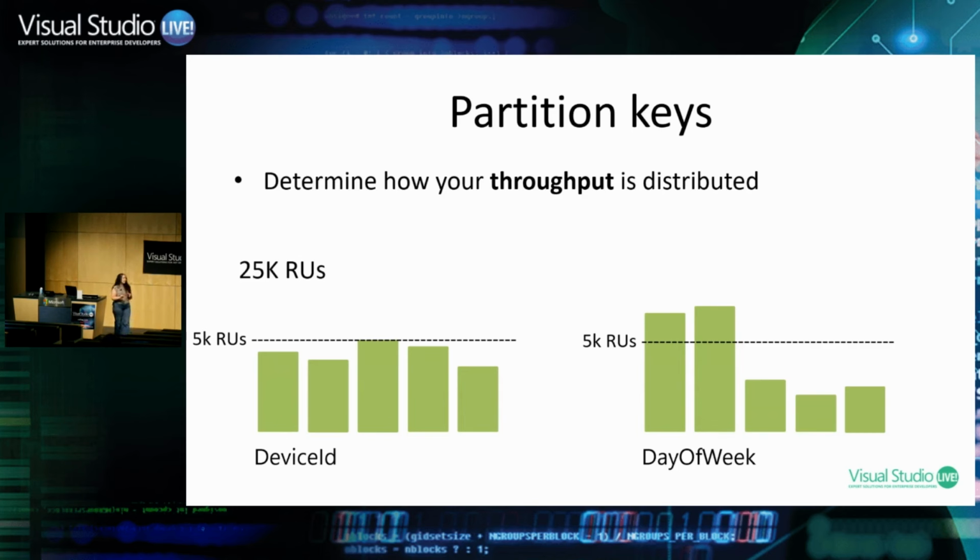So what this means is that device ID, it's probably going to work out, right? It looks like we have roughly the same amount of data. We know all of our devices are sending the same amount of requests. So it looks like 5,000 is probably going to be enough to serve this.